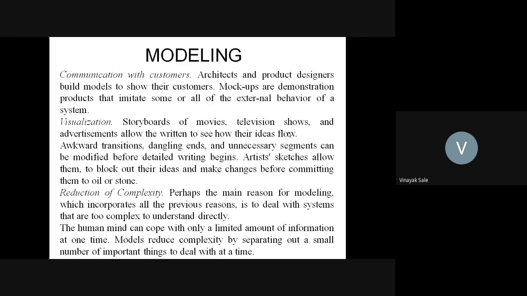Then the fourth one is reduction of complexity, perhaps the main reason for modeling, which incorporates all the previous reasons, is to deal with systems that are too complex to understand directly. The human mind can cope with only a limited amount of information at one time. Models reduce complexity by separating out a small number of important things to deal with at a time.